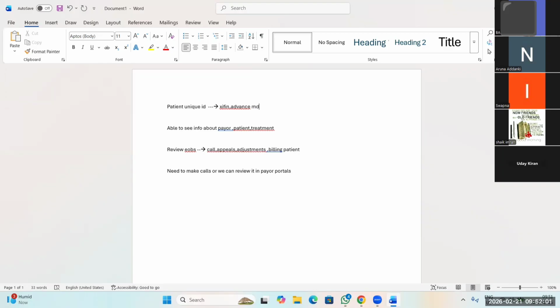In the software, we need to enter the patient ID. In healthcare, for each patient we have a unique ID, which you can call the patient ID. After entering that patient ID, we will be able to see the information regarding the patient, which treatment they had taken, and which provider had given the treatment. Along with that, the ICD and CPT codes, you will be able to view everything. You all know what ICD and CPT codes are, right?